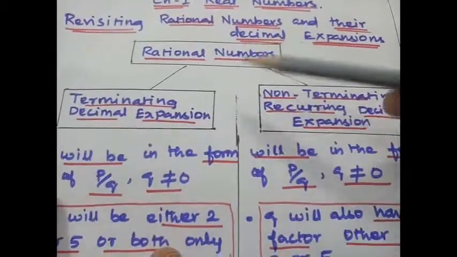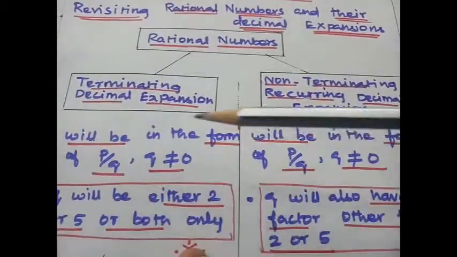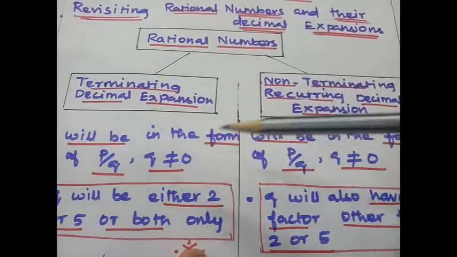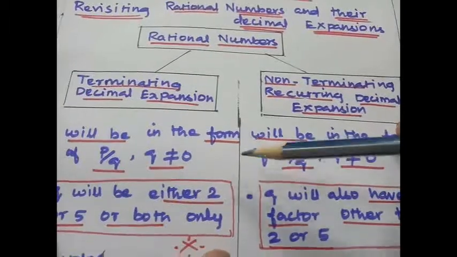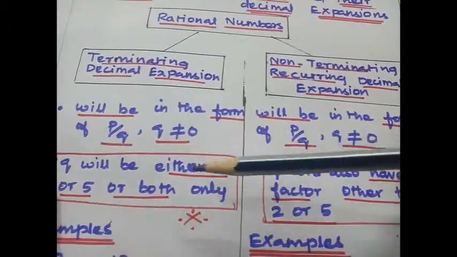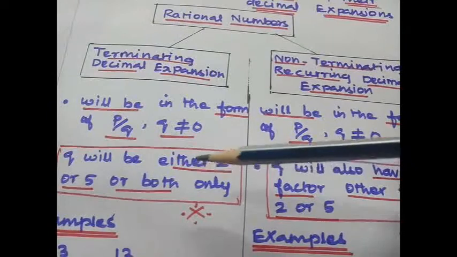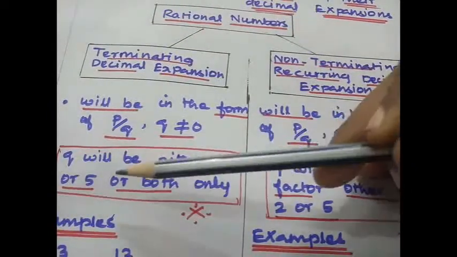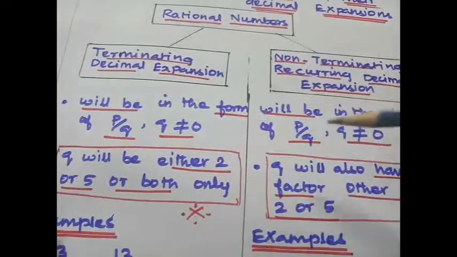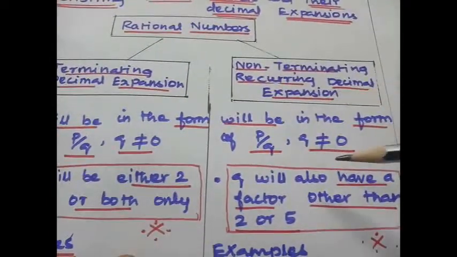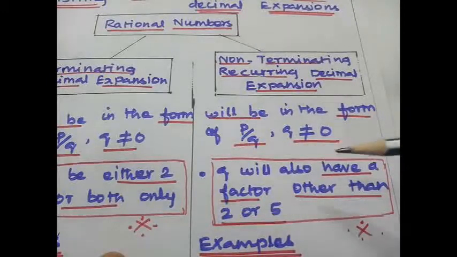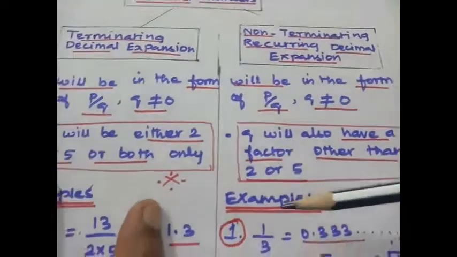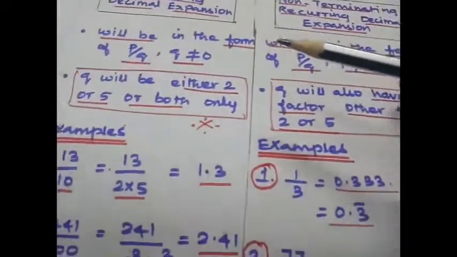A rational number is always in the form of p by q, where q is not 0. In both cases it's the same. But in terminating decimal expansion, your q value will be different. Your q is going to be either 2 or 5 or both only. But in a non-terminating recurring decimal expansion, q will also have a factor other than 2 or 5. If you see examples, you will get a clear idea about this concept.